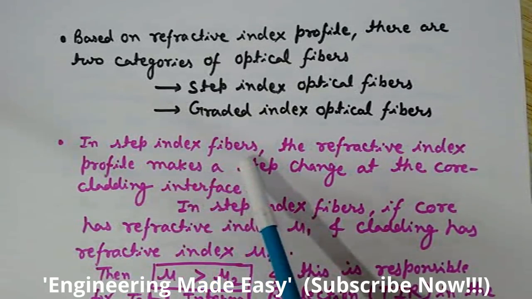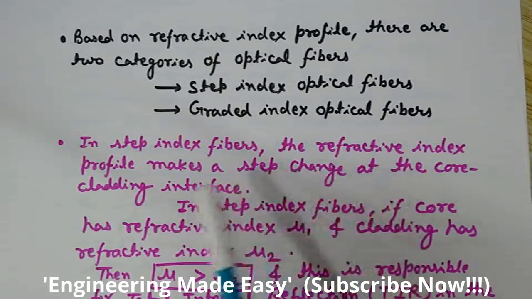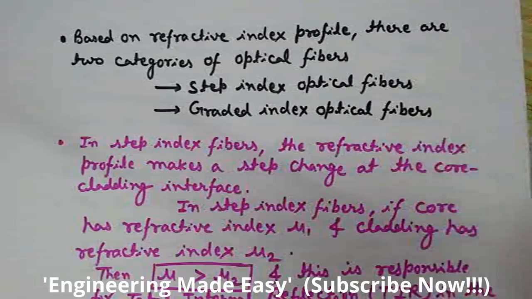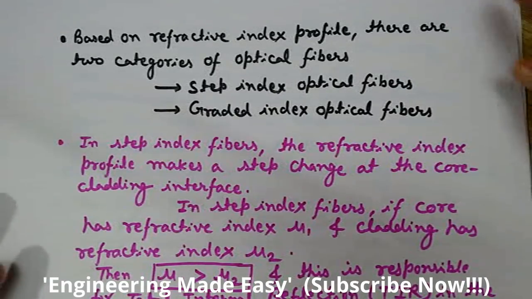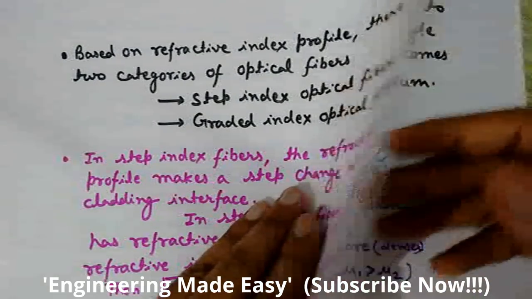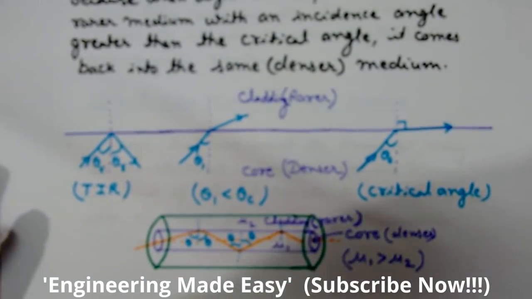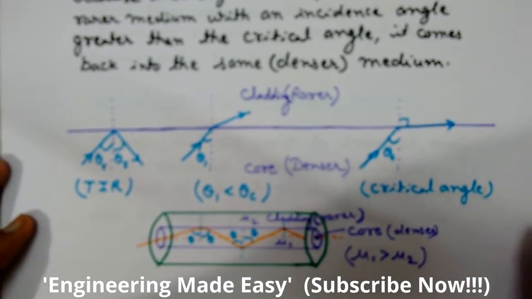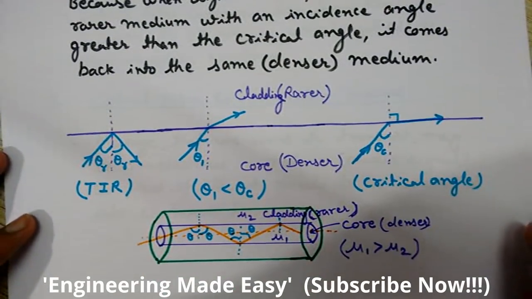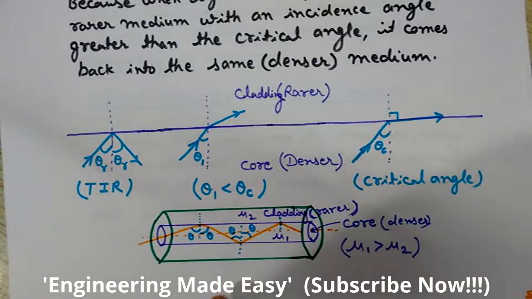In step index fibers, the refractive index profile makes a step change at the core cladding interface. As I told you that there is a core. Let's see the structure. Actually, first let me show you. Can you see this? Here you can see it. Yes, this is how the optical fiber looks like.